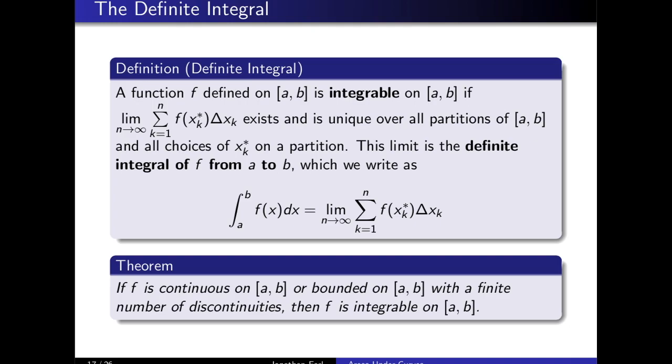And we'll say that the definite integral uses this elongated S symbol that we introduced yesterday, but it's different here because we have these numbers a and b stuck onto it. Last time we were using this symbol to talk about antiderivatives, now we're using it to talk about areas. If you're given a continuous function, or a function that is bounded and has only finite discontinuities, then your function is integrable.